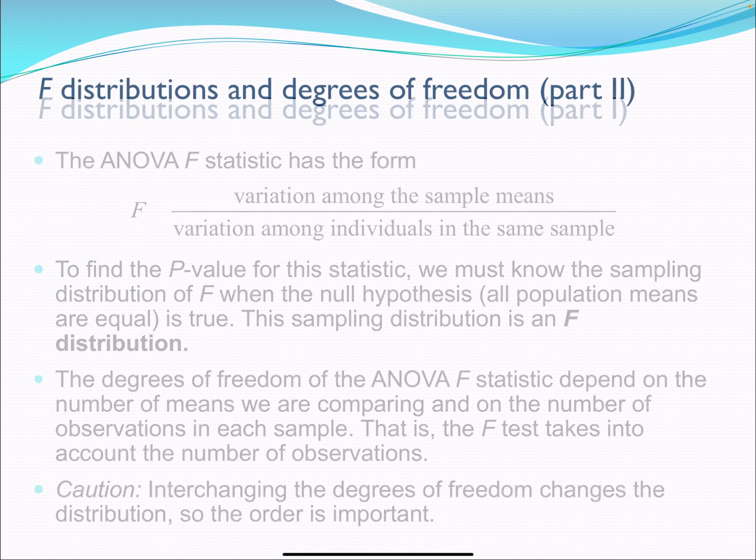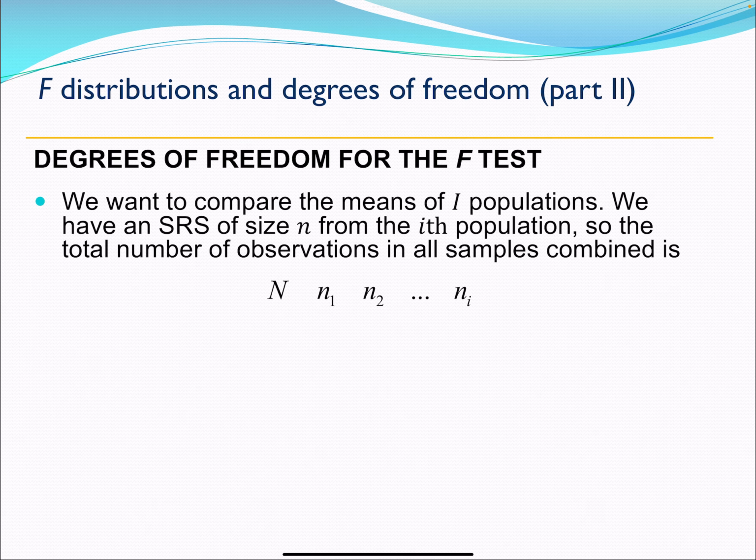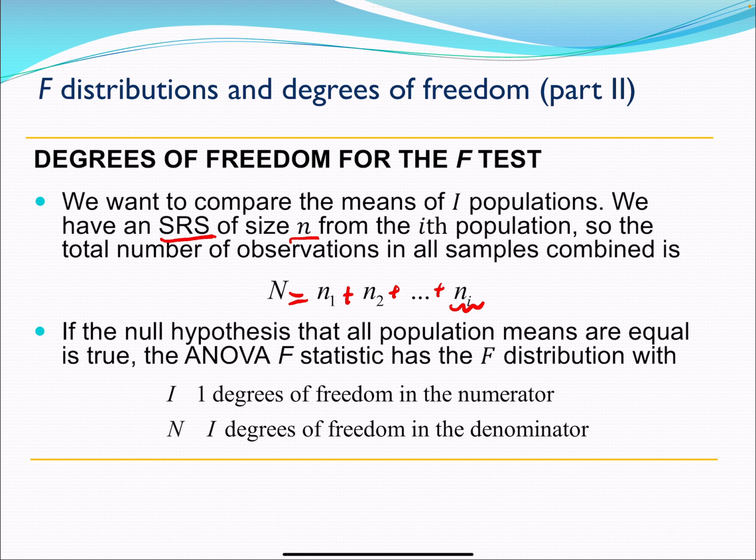So how do I figure out the degrees of freedom? So glad you asked. What we want to do is compare the simple random samples of the means of those I populations. So we have simple random samples of size n from I populations. So the total number of observations, big N, is little n1 plus little n2 plus all the way to n_I, right? And if our null hypothesis is that all the population means are equal, the ANOVA test statistic has this F distribution with I minus 1 degrees of freedom for the numerator, and N minus I degrees of freedom for the denominator, right?